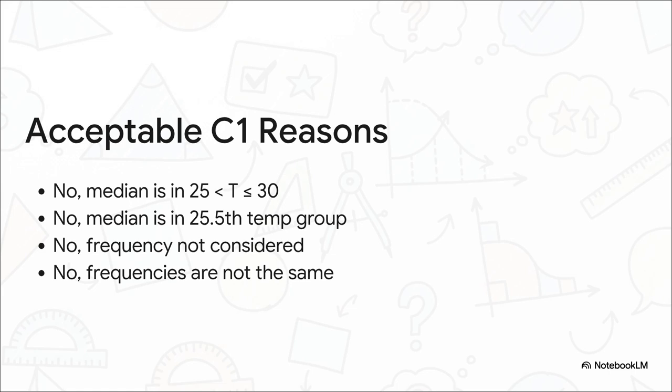You've got a few options here. You could state that the median is in the 25 to 30 interval, or you could point out it's in the group containing the 25.5th temperature. Alternatively, you could call out the mechanical errors, like noting that the frequency wasn't taken into account, or pointing out that the frequencies are just not the same for each group. Basically, pair the word no with any of those 4 reasons, and you've got the mark secured.